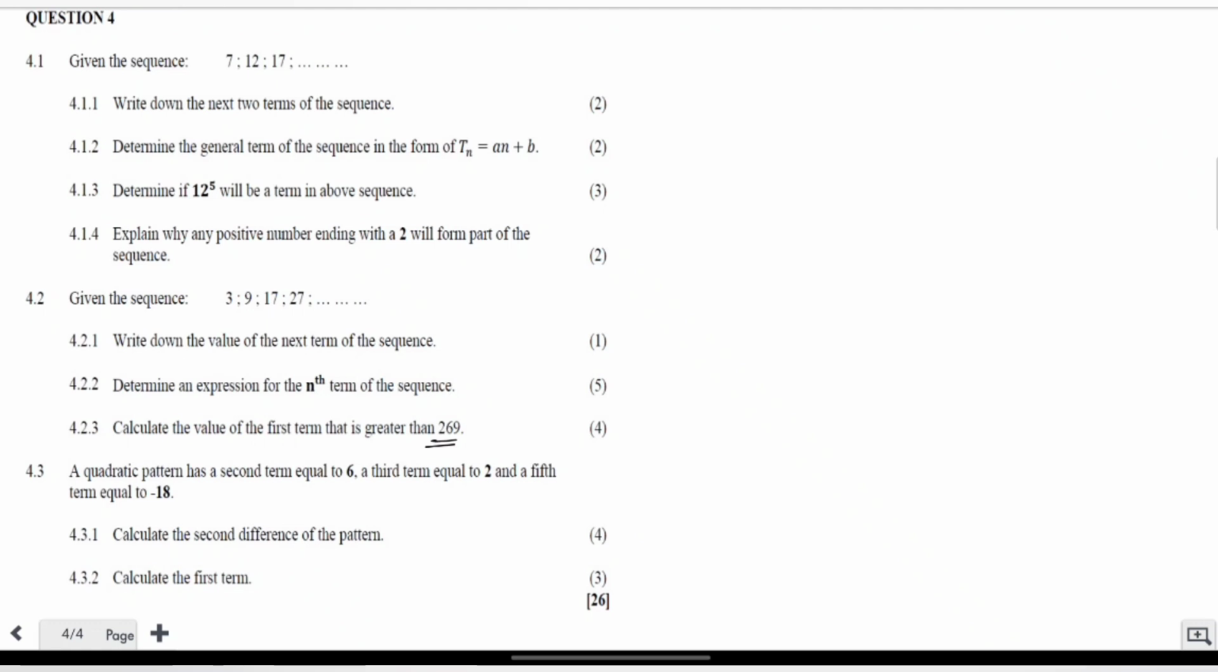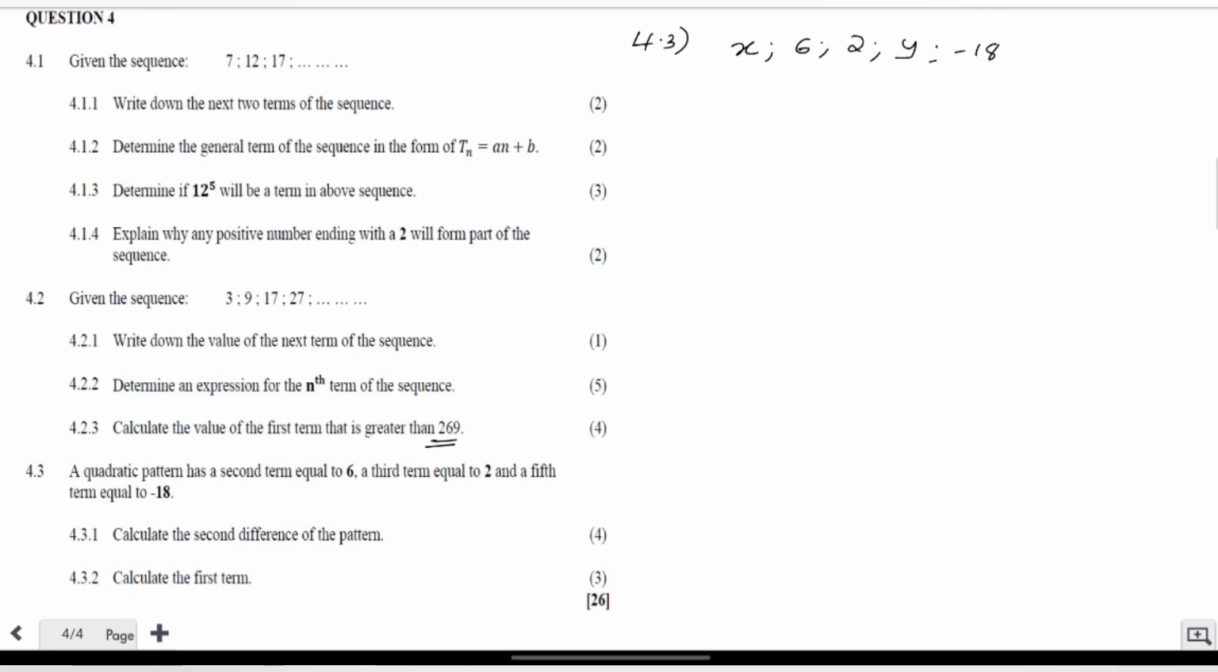So guys, it's already given that it is a quadratic pattern. In 4.3, I'm just writing x for the first term because it is not there. Then the second term is 6, the third term is 2, the fourth term is not there, and since I used x already, let me write y there. Then the fifth term is minus 18. This is how it is given. So you have to find the second difference of the pattern. Just find out x and y, then we can finish off this question.